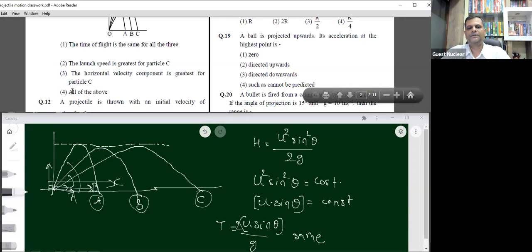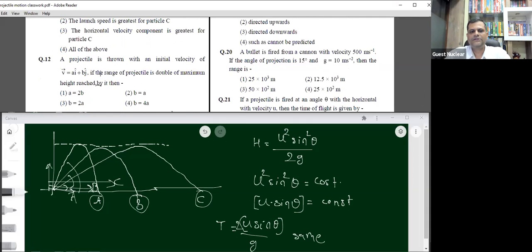एंड चौथा ऑप्शन यहाँ पे लिख रहा है हमको all above. That is going to be the correct option actually, because see, time of flight is going to be the same for all three. ये correct है. Launch speed is greatest for particle C, ये भी correct है. और the horizontal speed और velocity component is greatest for particle C, ये भी correct है. तो इससे हमको पता चलता है कि all these options are going to be correct.